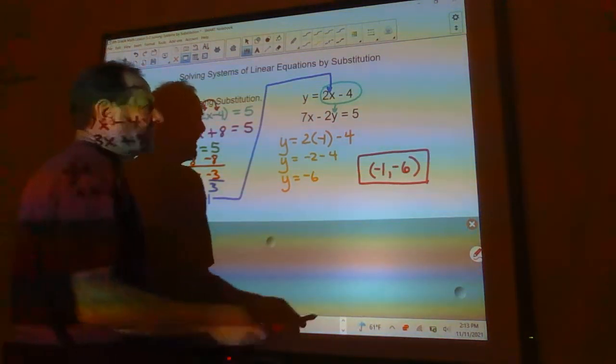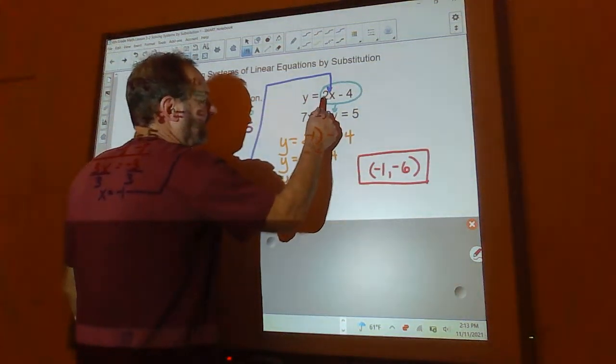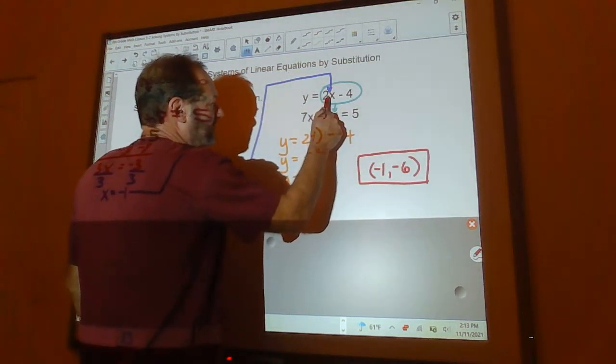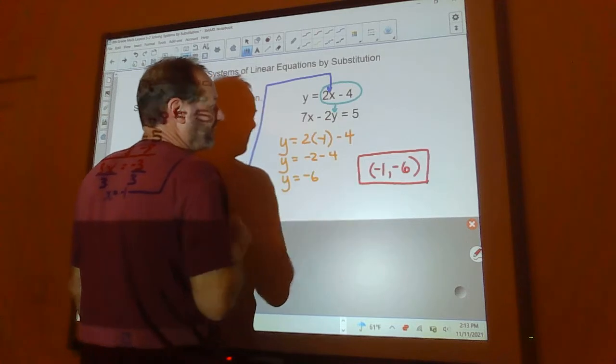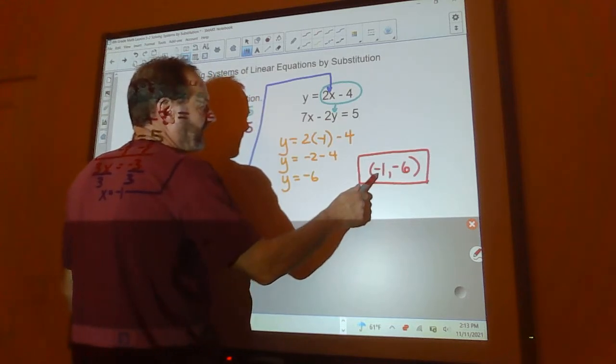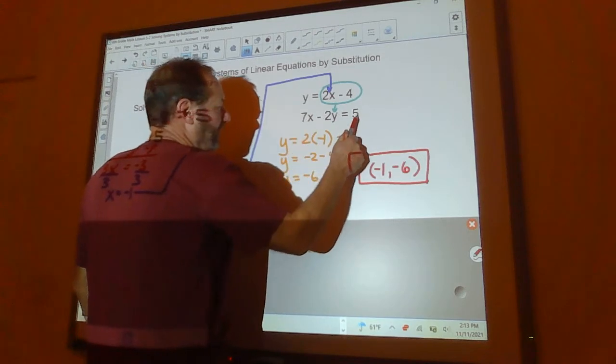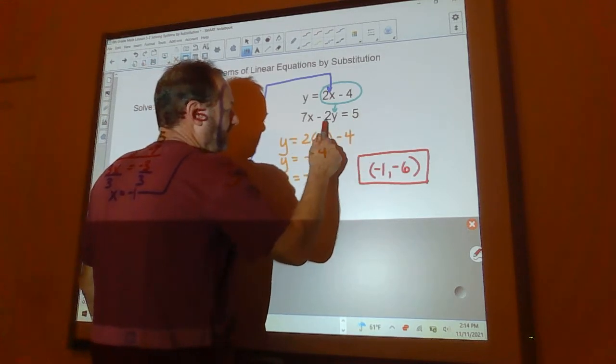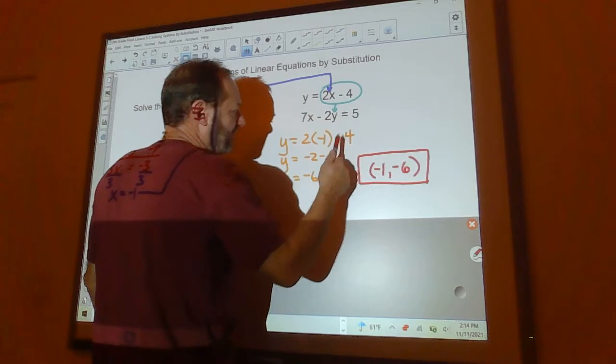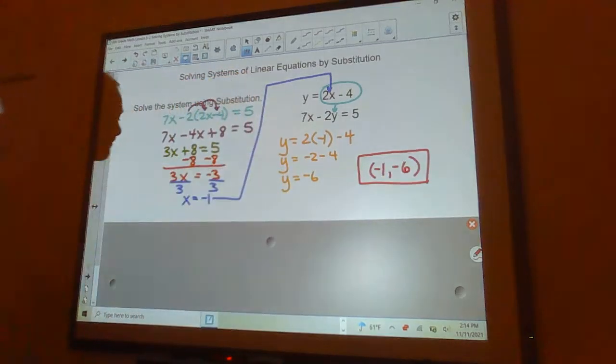So again, you should always test it. If I put negative 1 back in here, I get 2 times negative 1 is negative 2, minus 4 is negative 6. Perfect. Okay, if I put negative 1 in here, I get negative 7. I move that over here, that's 12. So negative 2y equals 12. I divide by negative 2 and I get negative 6 again. So it worked perfectly.